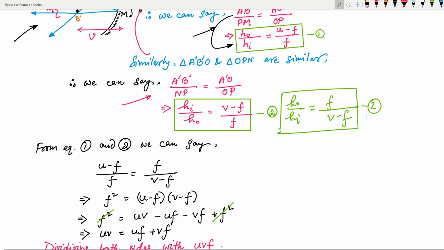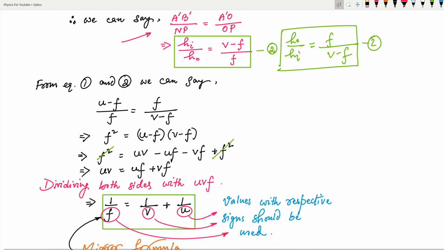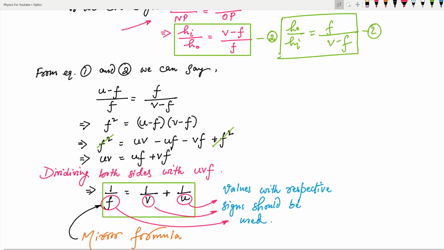Now if you look into equation 1 and equation 2, both have HO by HI. So if we compare both, we can say that u minus f divided by f is equal to f divided by v minus f. Simple as that. This is simple mathematics, I have nothing to explain. Now what you need to do is just simplify the equation. Just cross multiply and find the equation.